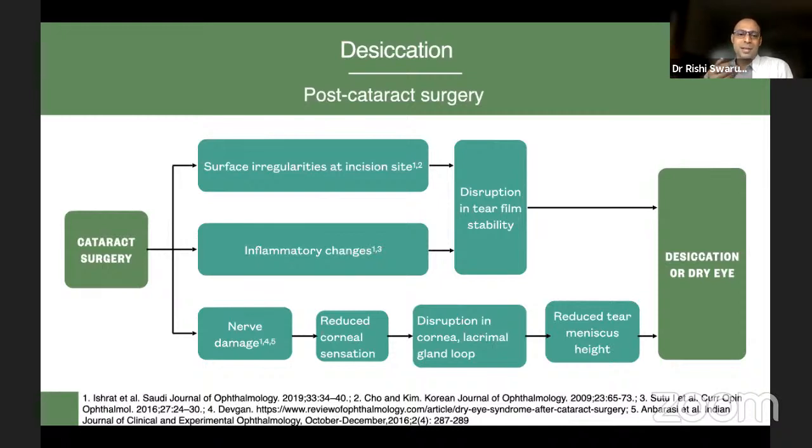The intervention is essentially you're creating an incision. So again, you're cutting the cornea, you're damaging corneal nerves, you're creating a break in the surface. And both of these actions can also trigger inflammatory pathways. And all these things can contribute to your dryness. You can have disruption in the tear film stability because of the irregularities created and the inflammation in the tears, inflammatory markers which are liberated into the tears. And the nerve damage itself can cause reduced corneal sensations, disruption in the lacrimal loop, and that can again result in reduced tear production.